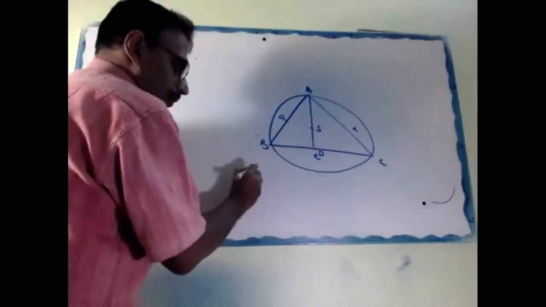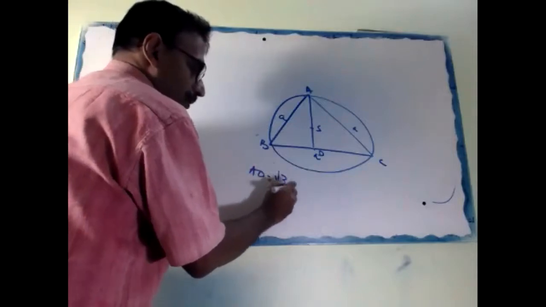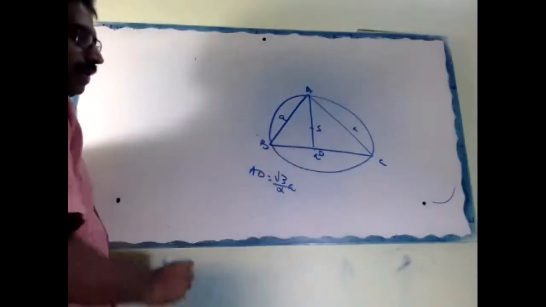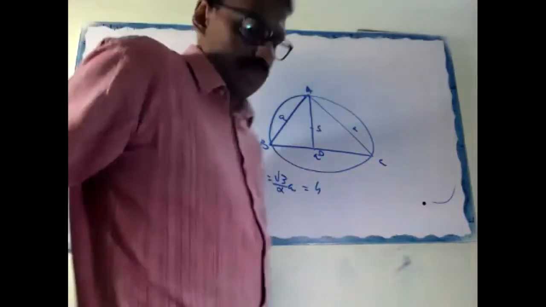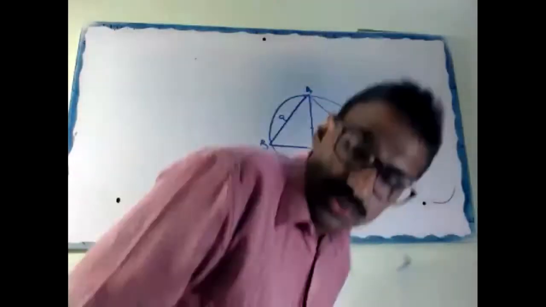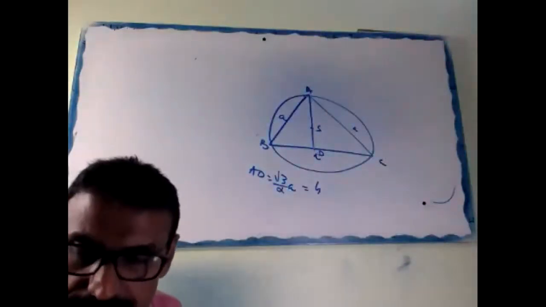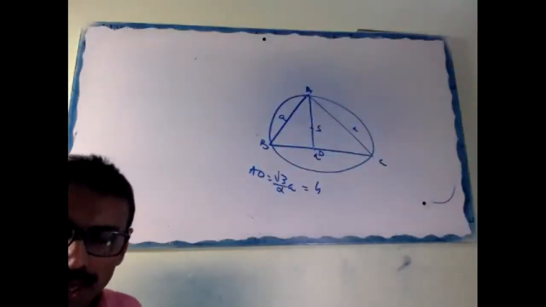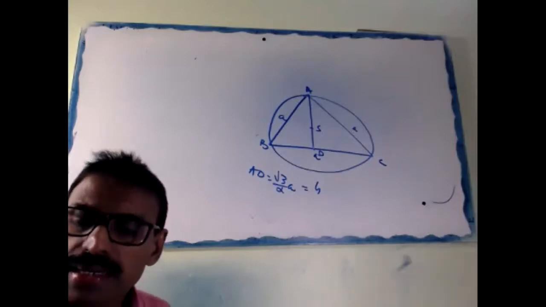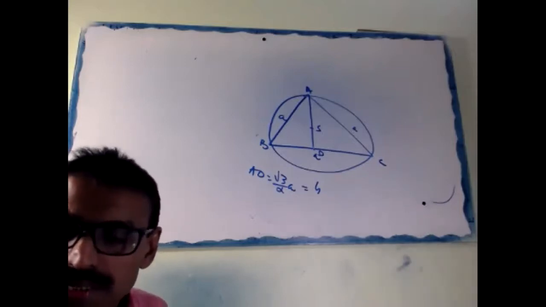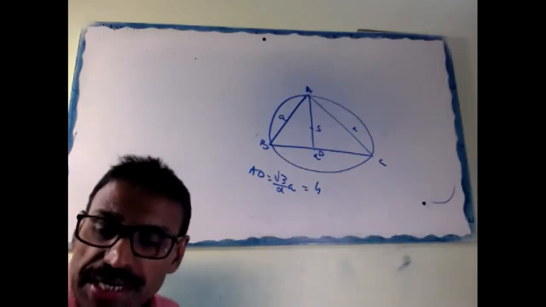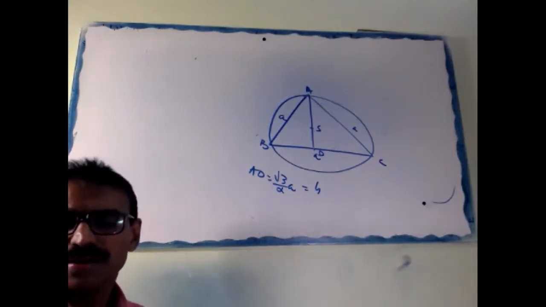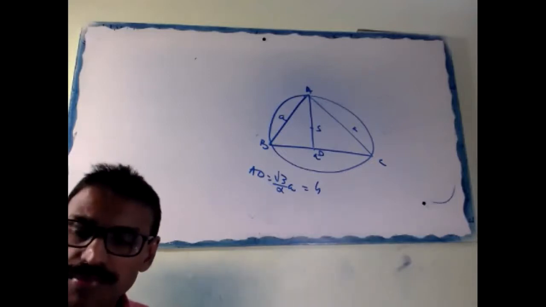You know AD equals root 3 by 2 A, correct? AD equals root 3 by 2 A equals H, that is called height. The median divides in the ratio 2 is to 1, correct? Median divides in the ratio 2 is to 1.